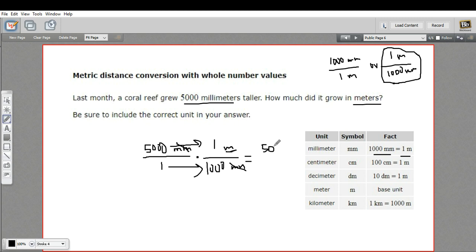So we have 5,000 meters over, well, 1 times 1,000 is 1,000. And then we do the division. All those zeros cancel. We get 5 meters. So that is a foolproof way to do it. If you can do it in your head and that works faster for you, that's fine too. But that's a little bit of work with metric distance conversion.